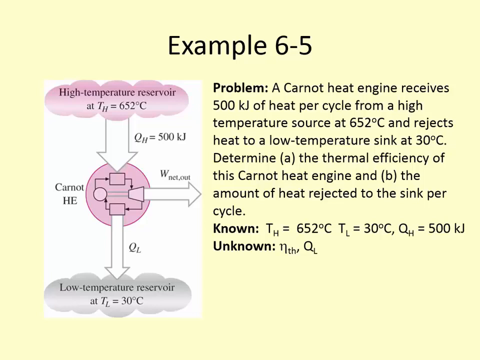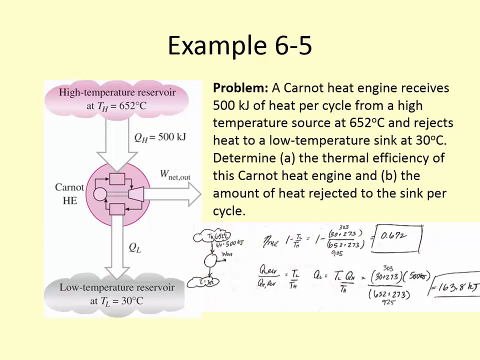Okay, so thermal efficiency is 1 minus T sub L over T sub H. T sub L in this case is 30 Celsius plus 273 because we have to convert it to Kelvin. And then we have 652 plus 273 to convert it to Kelvin. So if we calculate that thermal efficiency, we get 0.672. Now, how do we figure out how much heat is rejected to the sink per cycle?